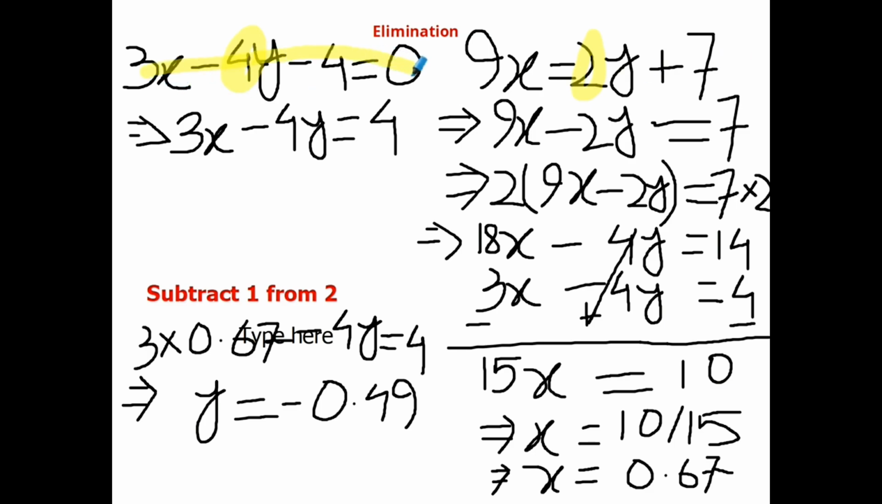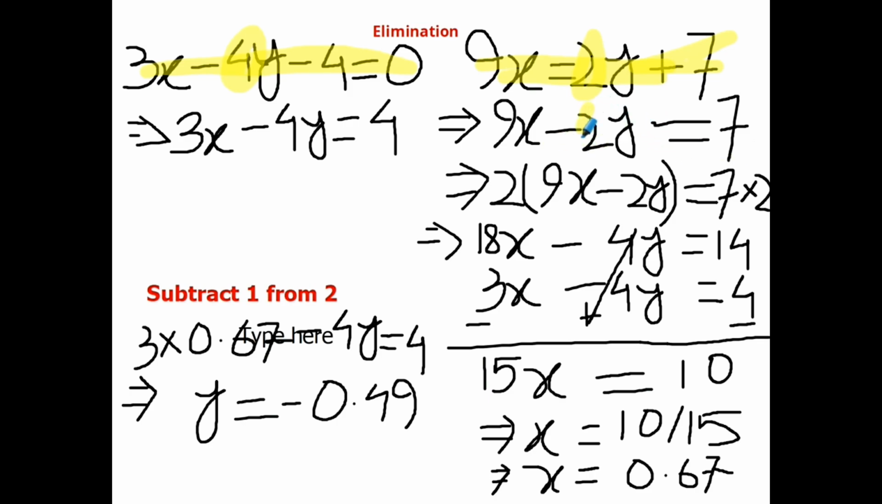Now look at the first equation, 3x minus 4y minus 4 equal to 0, and the second equation is 9x equal to 2y plus 7. The elimination method is not substituting, it is just eliminating one variable from both equations. So how are we going to eliminate? We are trying to match the coefficient of both equations. Here 3x minus 4y equal to 4, we have just rearranged the equation, taking this 4 to the right hand side, and in this equation we are seeing that 9x minus 2y equal to 7.